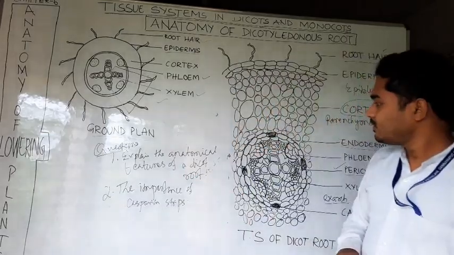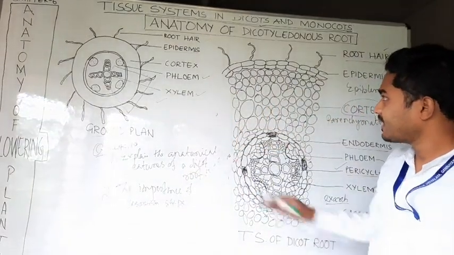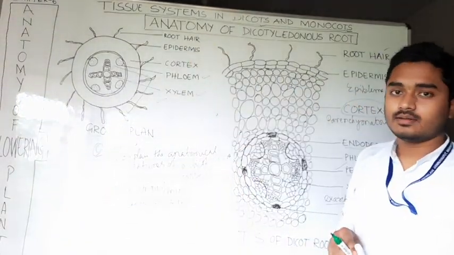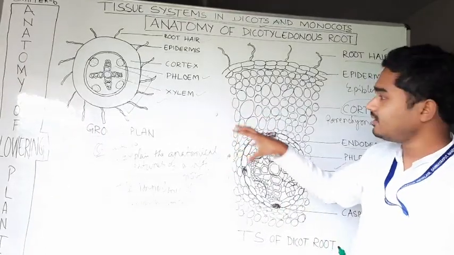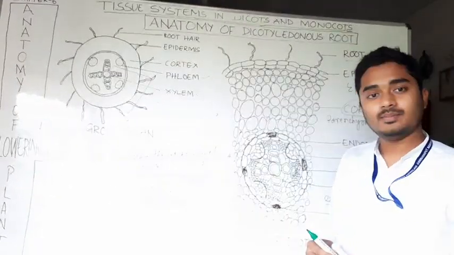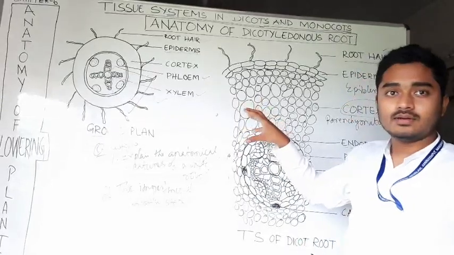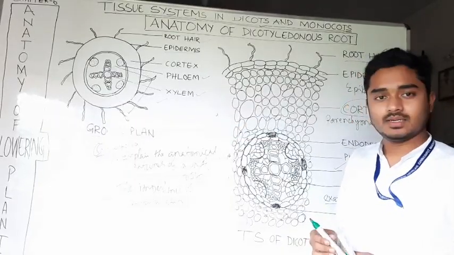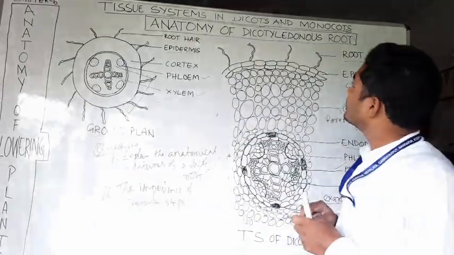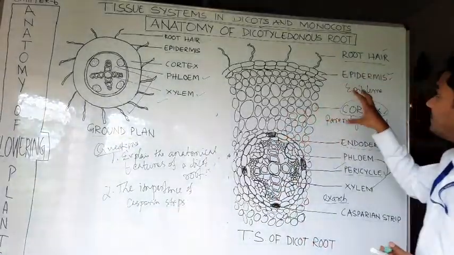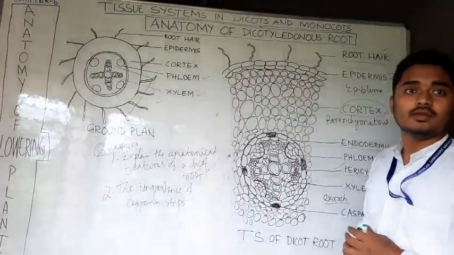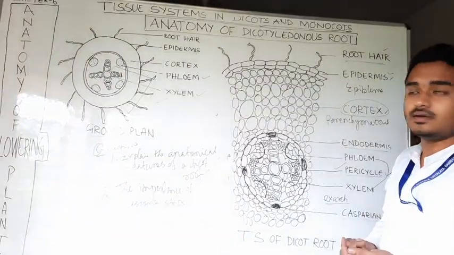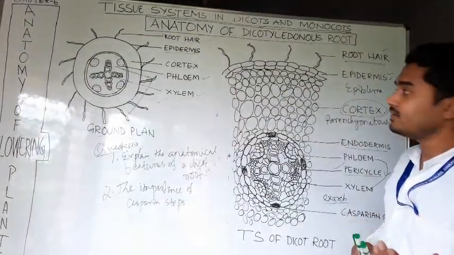So just go through your textbook and practice drawing these diagrams. It's very easy, and with practice we will make these diagrams in a very short span of time. I hope this gives you clarity about the various tissues arranged in a dicot root, and thank you all for watching this video.